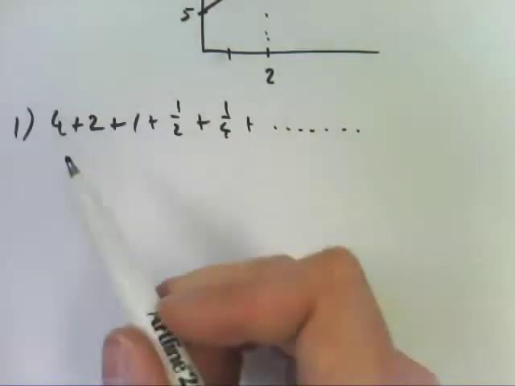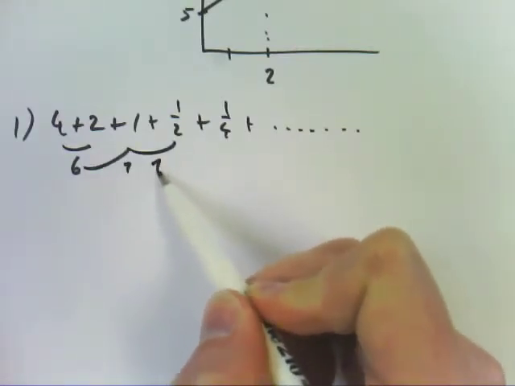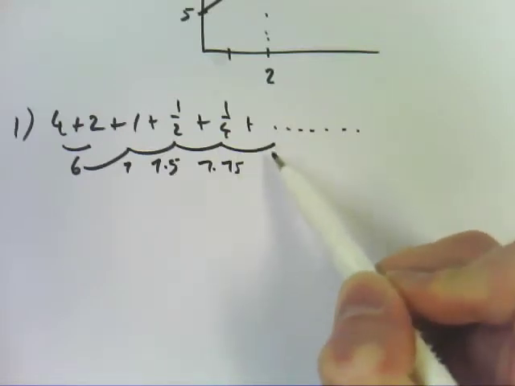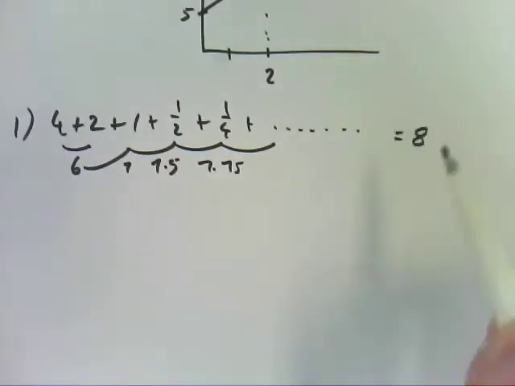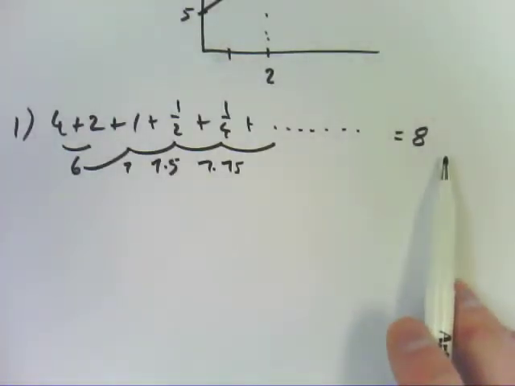Add them. So 4 plus 2 is 6. 6 plus 1 is 7. 7 plus half is 7.5. Plus 1/4, 7.75. Plus 1/8. What are we getting closer and closer and closer to? 8. All right, so the more we add, we're never actually going to reach 8. We're always going to be a fraction smaller. But we are going to get closer and closer and closer to 8. So we are approaching 8. So we'd say the limit of this here is 8. All right.